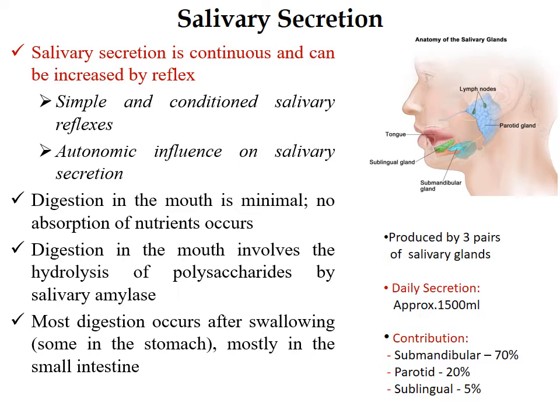You can see that saliva is produced by three salivary glands, as mentioned in this picture. Approximate secretion is about 1500 ml, and the contribution is by the three salivary glands. The submandibular salivary gland contributes the maximum, 70% of saliva. Then we have 20% by the parotid gland, and 5% by the sublingual gland.